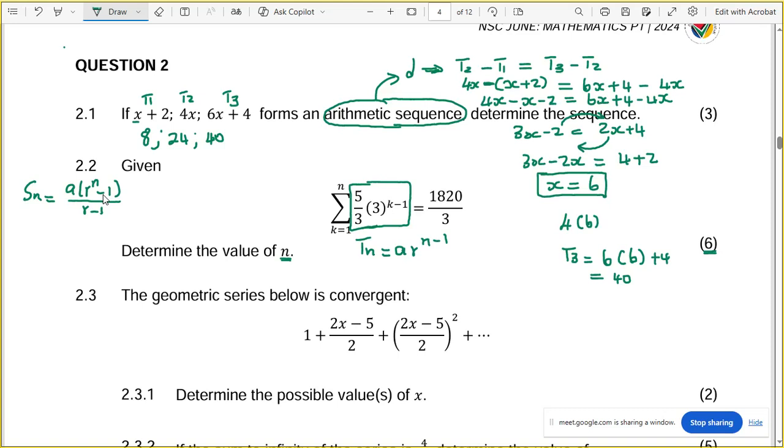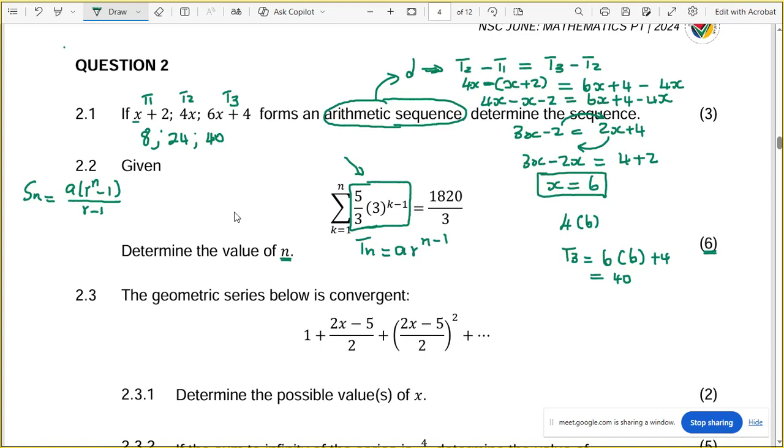Okay, so if this is the formula for sum, can you please tell me what is the value of A and what is the value of R? Looking at this general sequence, what is A and what is R? Would the A be the 5 and the R be the 3? Wait, is it A only 5?